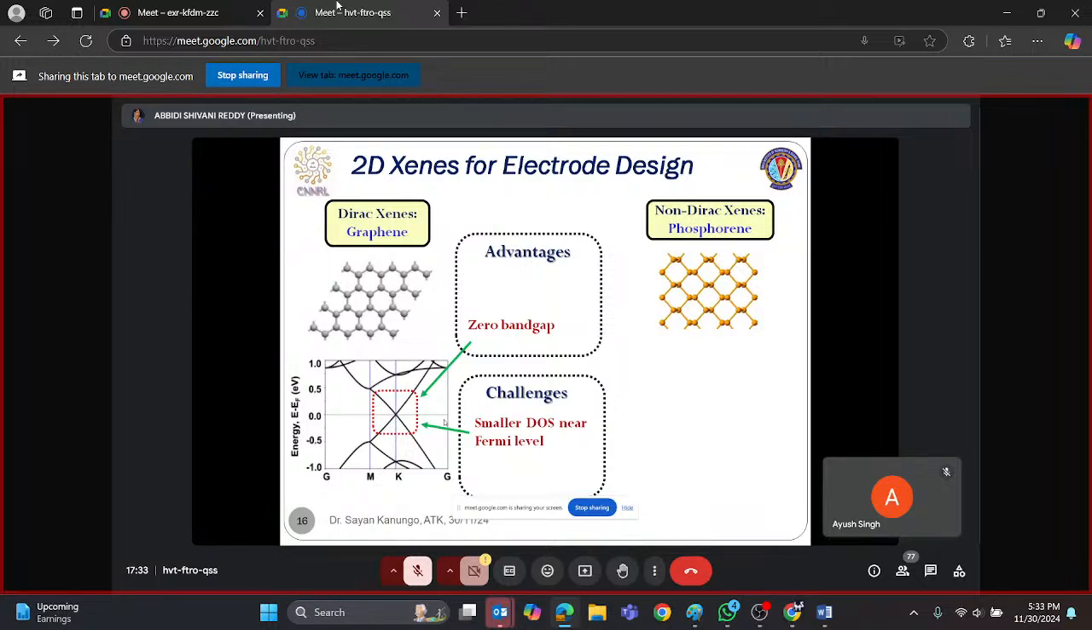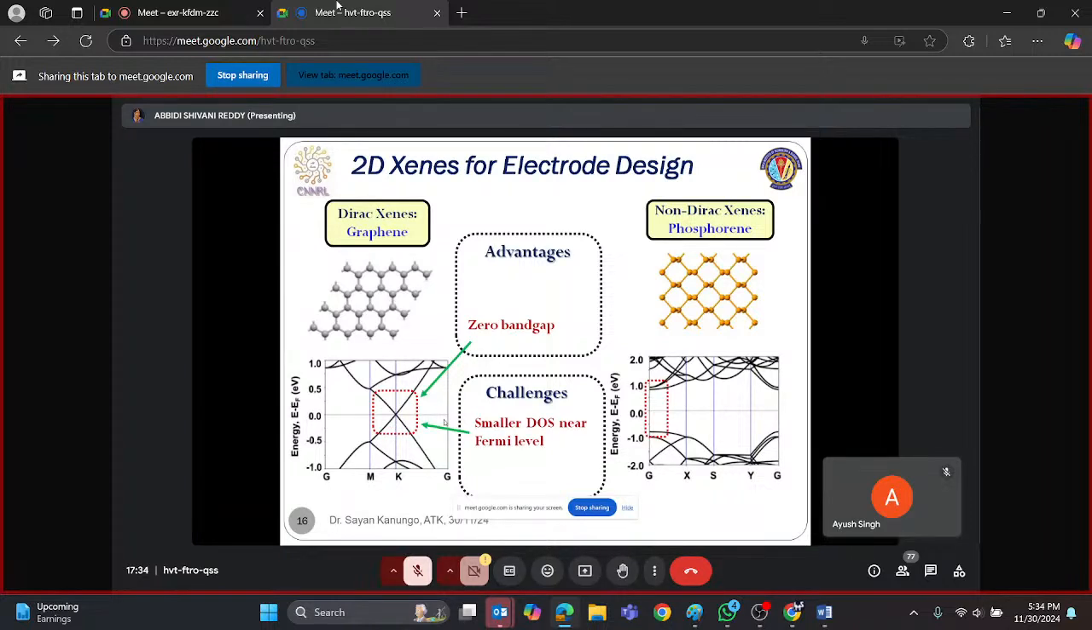In contrast to graphene, phosphorene shows semiconducting nature from its band structure, providing a finite band gap around its Fermi level. However, if we see the E-k relationship near the conduction band minima and valence band maxima, phosphorene shows a non-linear relationship, which is highly advantageous for ideal supercapacitor electrode design, but it leads to a larger band gap, which is again a major challenge in phosphorene.